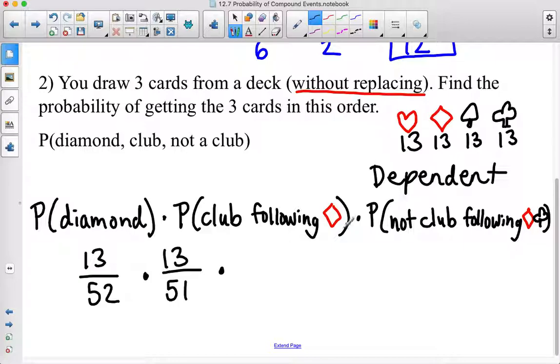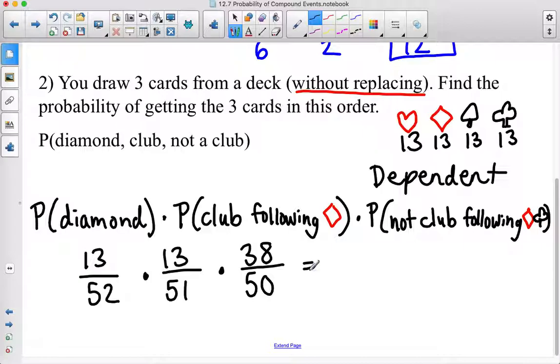Well, originally there were 13 plus 13 plus 13, so 39 not clubs in the deck, but my first draw was a diamond, so I have 1 less card. So I actually only have 38 not clubs in the deck. And because I've already drawn 2 cards, there are now only 50 cards left in the deck. So I need to multiply these. And how do I multiply fractions?